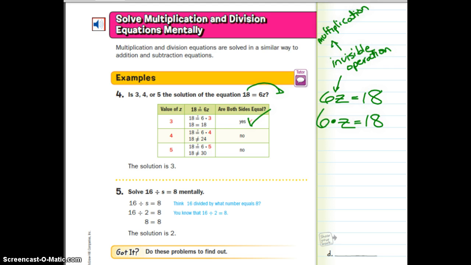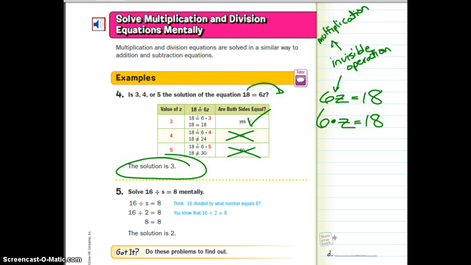Look at that. But let's just, for grins, do the other ones. 4 times 6 is 24. Nope, that didn't work. And 6 times 5 is 30. Nope, that didn't work either. So again, by putting the numbers in the solution, we can find the answer to our problem. In this case, the solution is 3.